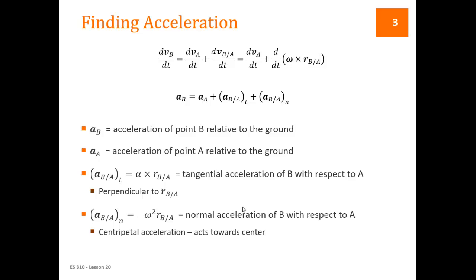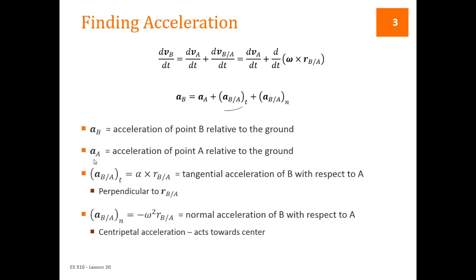So to find the acceleration, we start with that last equation on the previous slide, and we take the time derivative. We take the time derivative of the velocity of B, and we get the acceleration of B. The time derivative of the velocity of A gives us the acceleration of A. And the time derivative of the relative velocity between B and A gives us a tangential acceleration between B and A, and a normal acceleration between B and A.